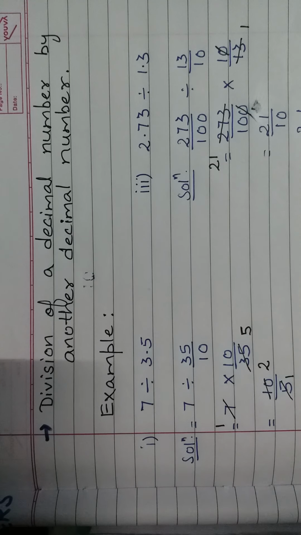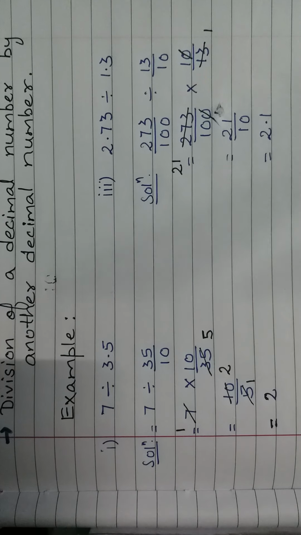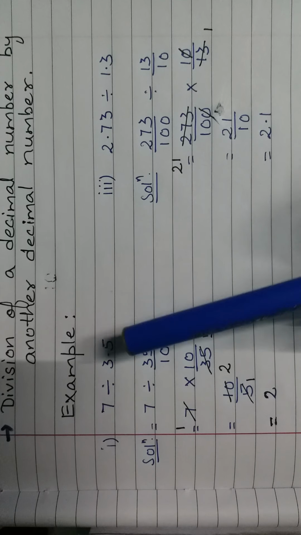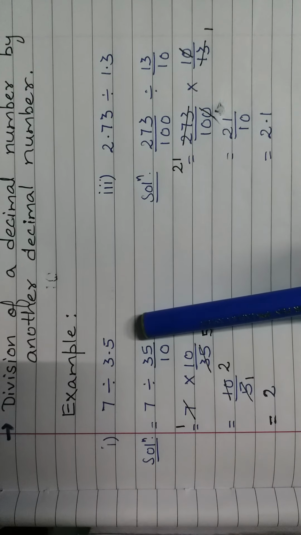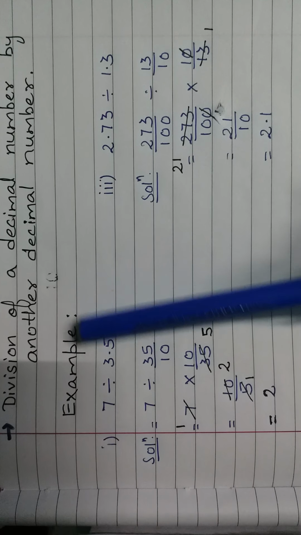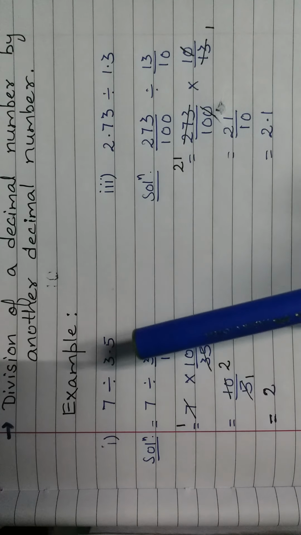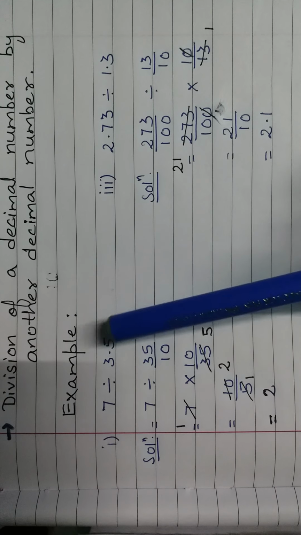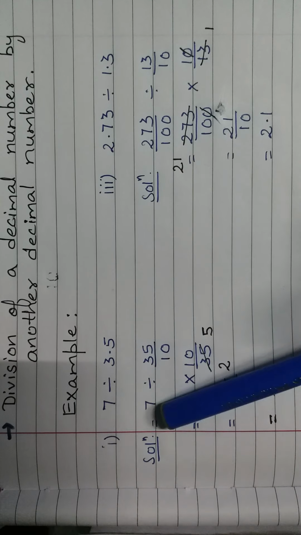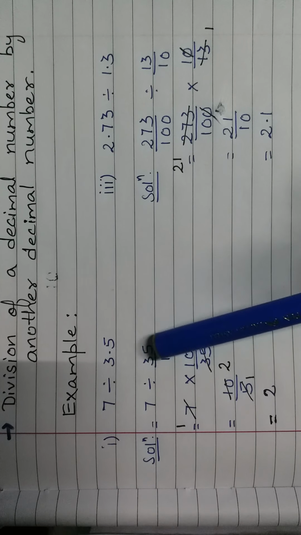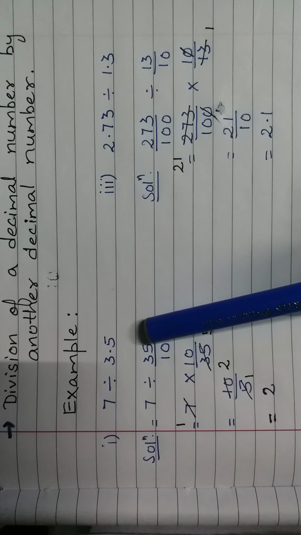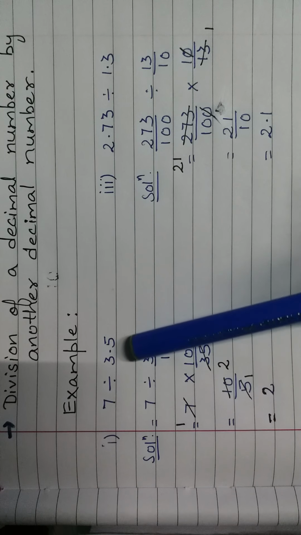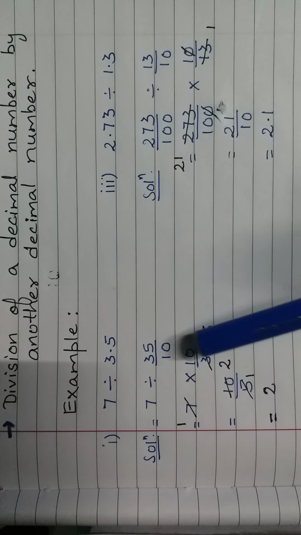So here we have the first example. 7 divided by 3.5. You can see we have a whole number divided by a decimal number. In that case, whenever we have the divisor as a decimal, the first thing we have to do is remove the decimal sign. It means we have to change this into a fraction. So 7 divided by 35 upon 10. We changed it into a fraction. Now the division sign will be changed into multiplication. Then we have to write the reciprocal of the divisor, that is 10 upon 35.